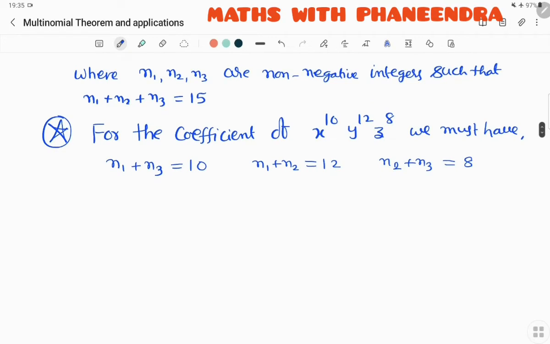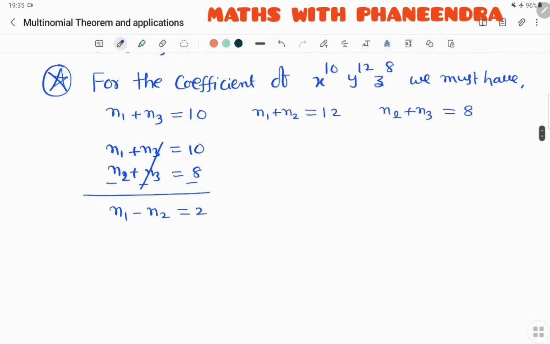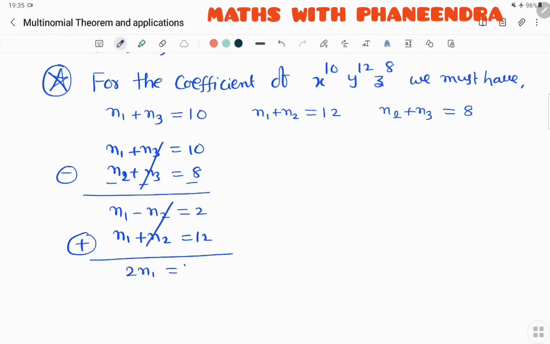Now simultaneously solve these values. So I am solving the first and last. n1 plus n3 is equal to 10, n2 plus n3 is equal to 8. By subtracting, sign change, these two will be cancelled. n1 minus n2 is equal to 2. So here n1 plus n2 is there now already, n1 plus n2 is equal to 12. Adding these two, here we subtracted, so 2n1 is equal to 14, n1 is equal to 7.